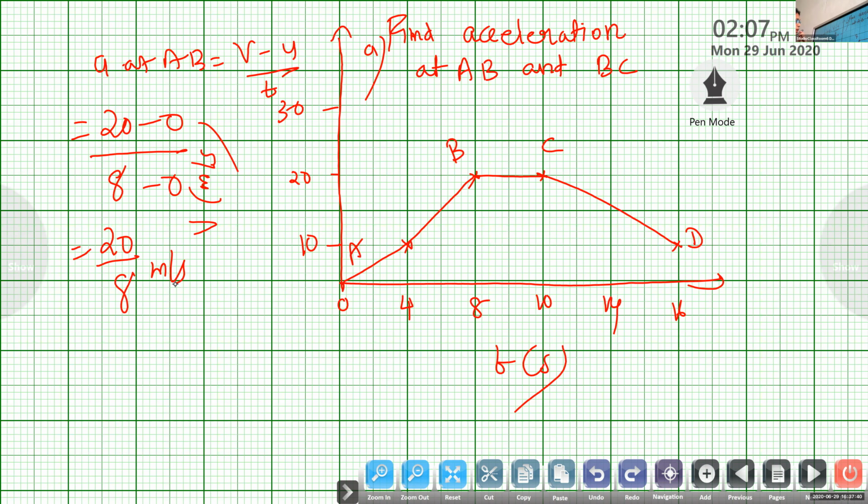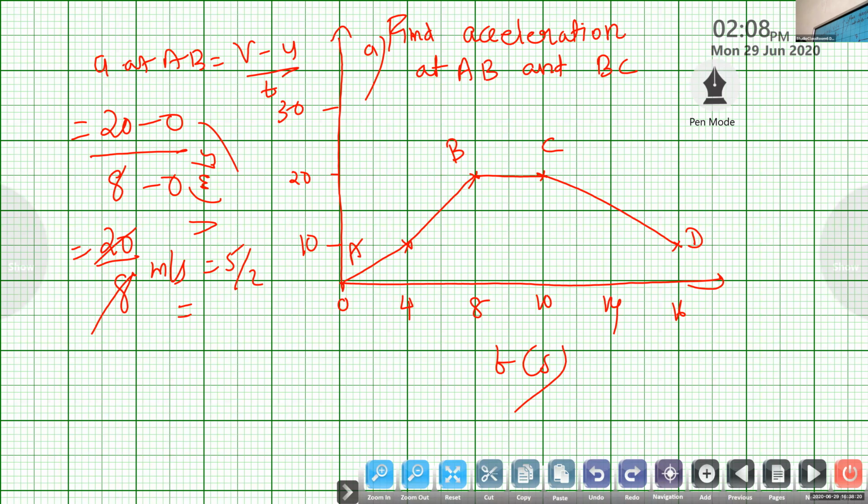20 by 8, how much will you get? You can cancel it again. Same only, no? Because corresponding AB is up to 8 seconds. So corresponding, initial velocity 0, final velocity 20. 5 by 2 meter per second square. 5 by 2 means how much? Decimal. What is the half of 5? 2.5. Yes. 2.5 meter per second square. So acceleration at AB is over.